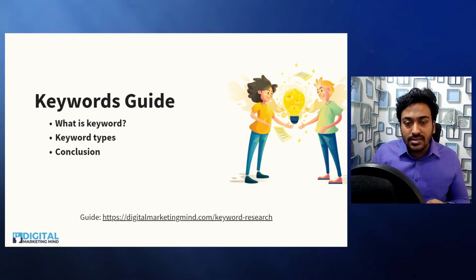Keywords is the first stage in the keyword research process cycle because you need to have a solid understanding of what a keyword is in order to do an effective keyword research process.